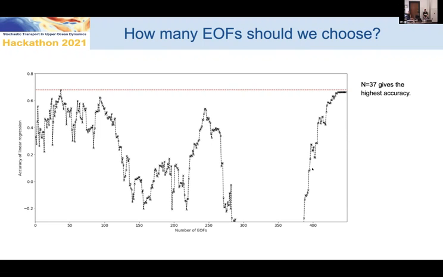I'm not entirely sure of the reason for this dip, but from this plot we can see that the best choice is to choose 37 EOFs, compared to, I think, about 450 in total. So that's a big decrease in the number of degrees of freedom, which also means that when we're doing the training, it will be much faster.